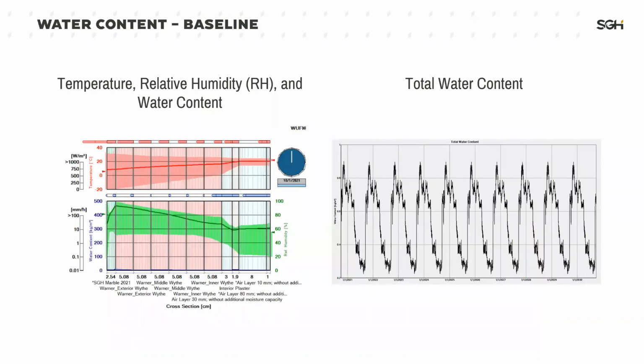These are the typical results from a WUFI calculation. On the left in red, you can see our temperature graph. So this is a section cut similar to what we've just been looking at. Left is exterior, right is interior. You can see the temperature fluctuates from about -25 up to about 30 degrees Celsius at the outboard side of the marble. But when we come to the interior, our temperature fluctuation is much less.